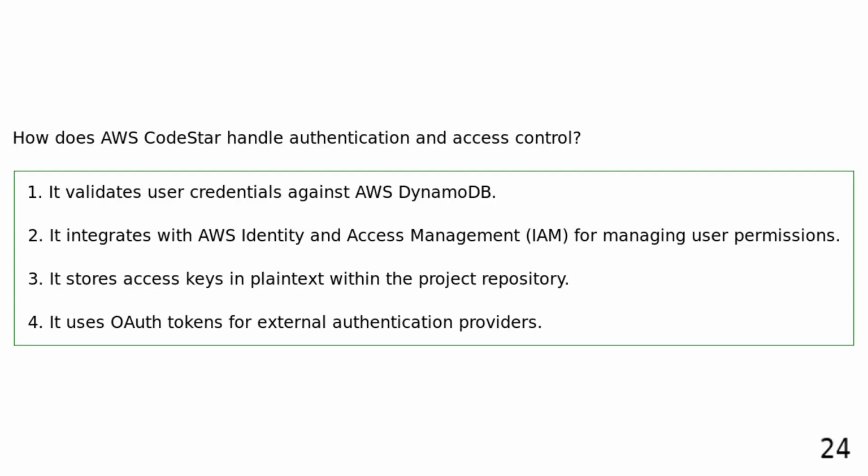How does AWS CodeStar handle authentication and access control? It validates user credentials against AWS DynamoDB. It integrates with AWS Identity and Access Management for managing user permissions. It stores access keys in plaintext within the project repository. It uses OAuth tokens for external authentication providers.